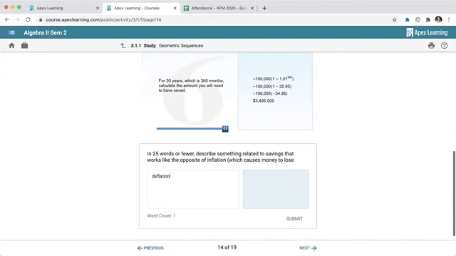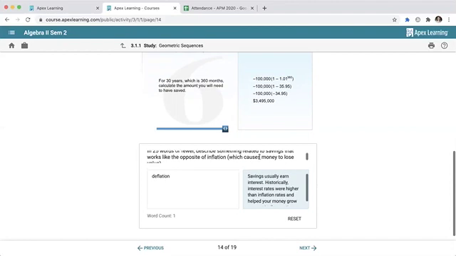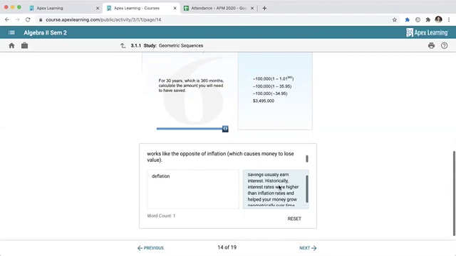All right. And then this question here is talking about the opposite of inflation. Something related to saving that works like the opposite of inflation, which causes money to lose value. All right. So inflation, there is also deflation. Okay, there's also deflation. All right. So deflation would be, you know, an opposite, right? So if something is inflated, it's going to get larger. If it's deflated, it's going to go downwards.